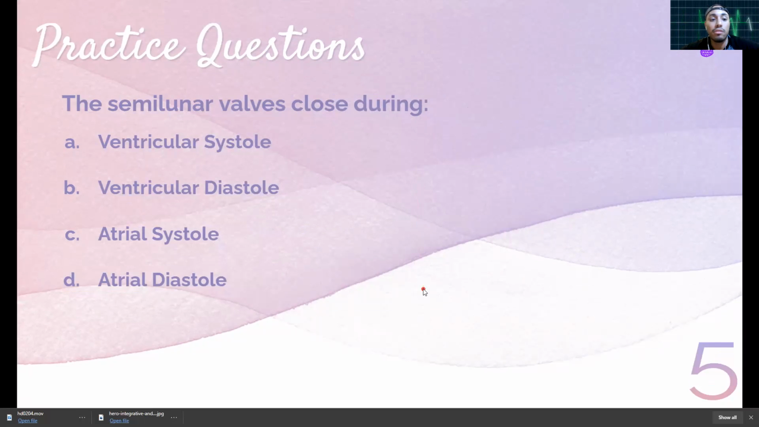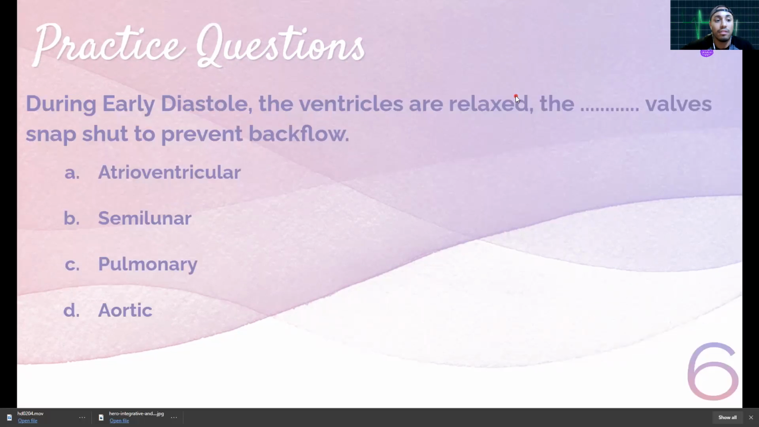All right, semilunar valves close. See if people can get it on the cardiac cycle. All right, another 8 seconds or so. Yeah, this feels rushed. I'm sorry, but we're trying to run through all these slides, and you can always ask questions later. All these slides will be available to you later. All right. Most of you were wrong, and we can talk about that later if you want. Early diastole: the ventricles are relaxed. The blank valves snap shut to prevent that.